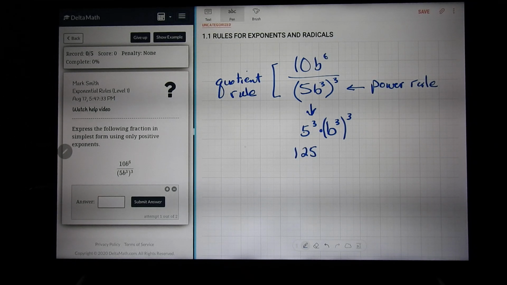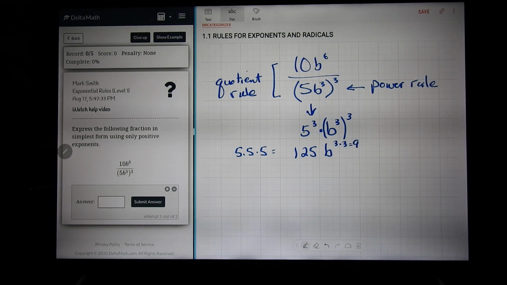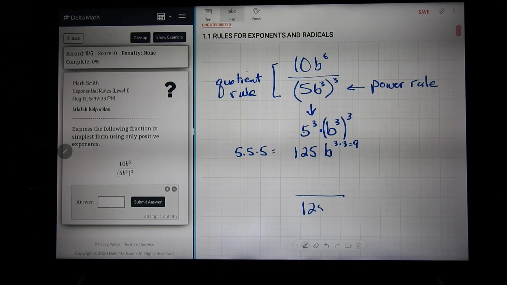So 5 to the 3rd power is 125. If you don't know that for sure, you can put it in a calculator or multiply 5 3 times, you'll get 125. Then this says b to the 3rd, and it says multiply these two. So that's going to be 3 times 3, which equals 9. So that means my denominator looks like this: 125b to the 9th power. On the top we have b to the 6th power.